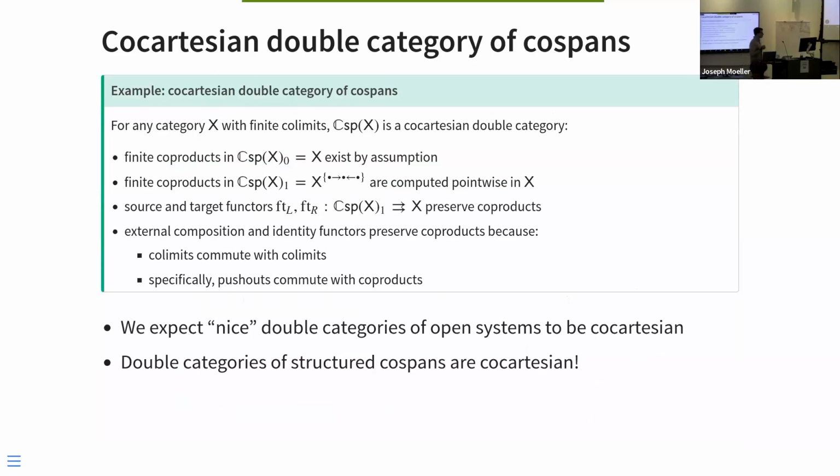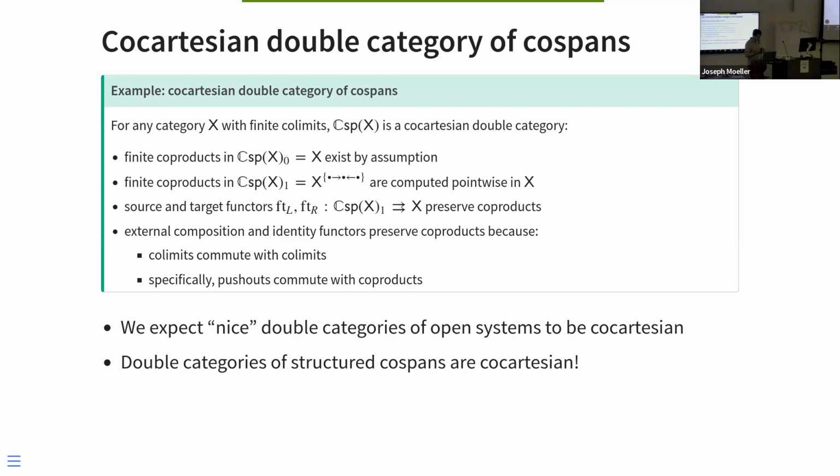Okay. So again, the prototypical example for us of a co-Cartesian double category is in fact the double category of cospans in a category with finite colimits. Using this criterion, it's really easy to see that this works. In the category of objects, which is just X, there are finite coproducts by assumption. The category of morphisms, of pro-arrows and of cells, is a copresheaf category on X indexed by the walking cospan. So that also has finite coproducts, and they're computed pointwise. It's clear that the source and target functors, which extract the left and the right foot, preserve coproducts. And finally, the external composition and identities preserve coproducts by the general fact that colimits commute with colimits. So we can see almost immediately that we get an example of this kind of object.